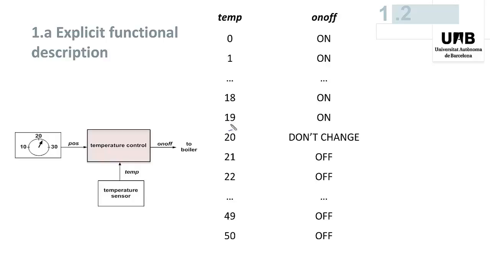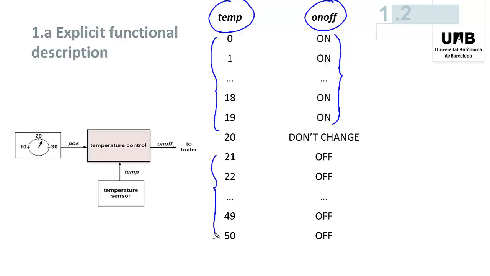Then, with those modifications, the working of the controller can be described in a completely explicit way by a table that for each value of the temp input signal gives the value of the on-off output signal. If temp is between 0 and 19, then on-off is equal to on. If temp is between 21 and 50, on-off is equal to off. And if temp is equal to 20, then the state of the boiler, running or not running, doesn't change.